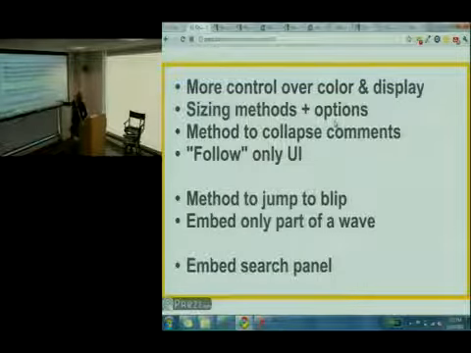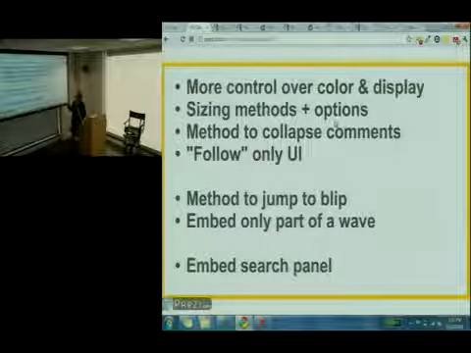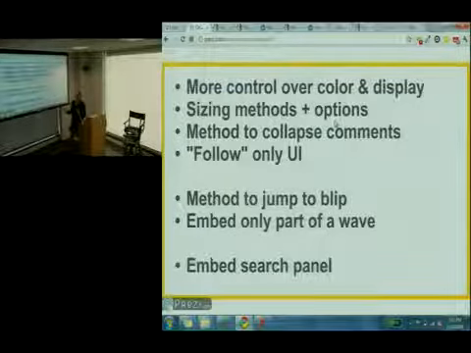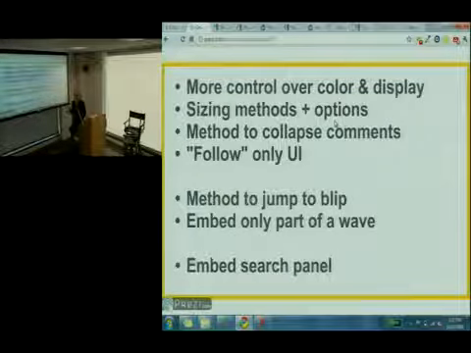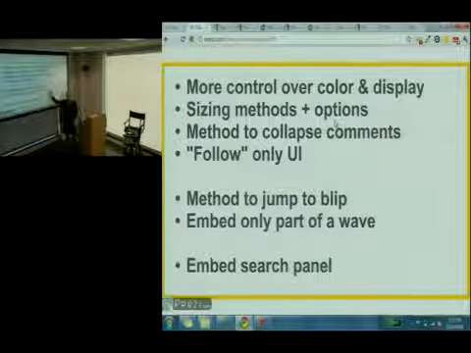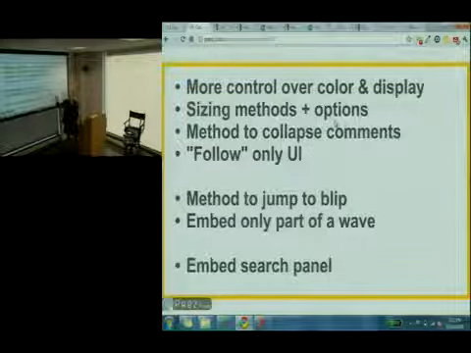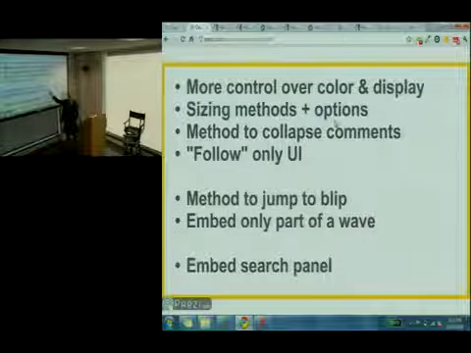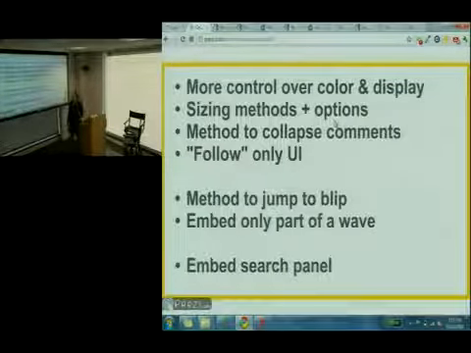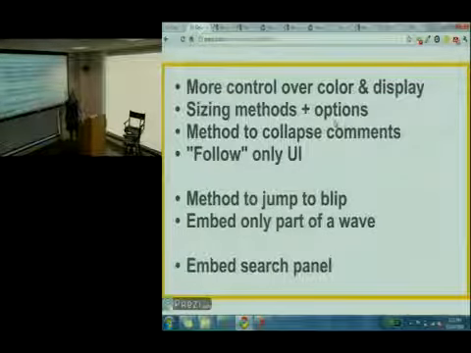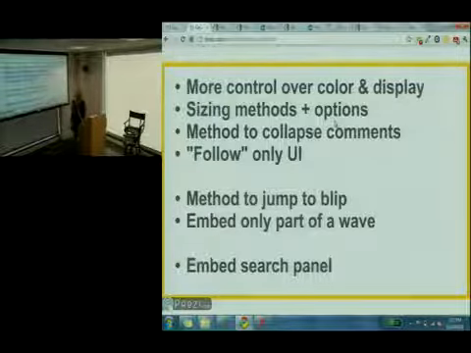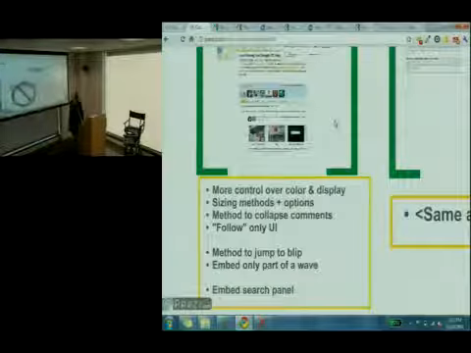People also want to customize which part of the wave they're seeing, so being able to jump to a particular blip or even only embedding that particular blip, right? We did actually introduce blip refs a few months ago, which means that you have an ID for each blip. So this actually wouldn't be too difficult to do now that we have that. And then people want to embed the search panel as well. We actually started with the ability to embed the search panel, but decided to focus on just a single wave. Shouldn't be too hard to do it though.